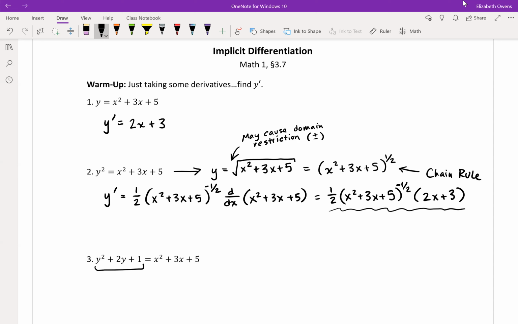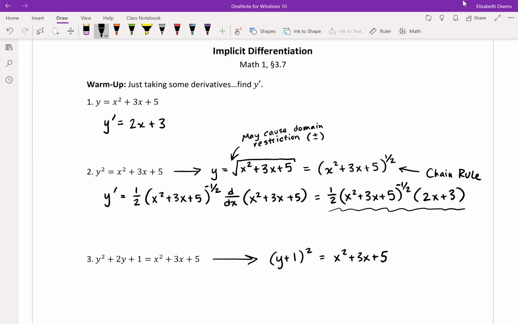So that we can rewrite that a little more effectively. Yeah, and someone just put it in the chat. Very good. It's y plus 1 squared. Nice. So yeah, that left-hand side is y plus 1 squared, and then equals x squared plus 3x plus 5.